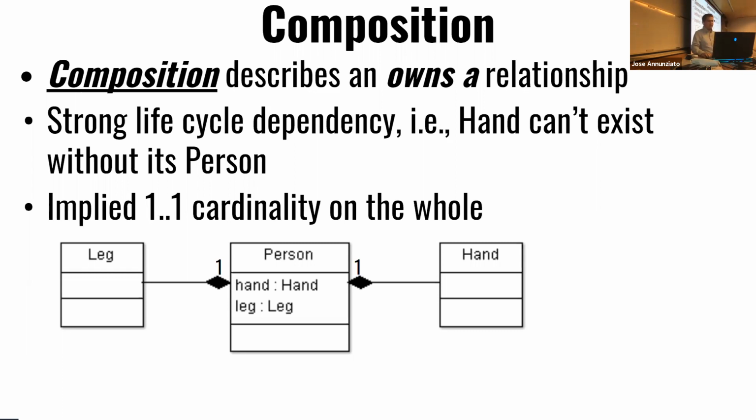So we say composition. Now notice that both composition and aggregation are only used for one-to-many relationships, where you have one and star.